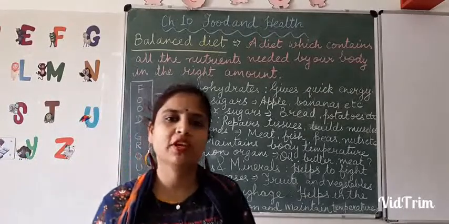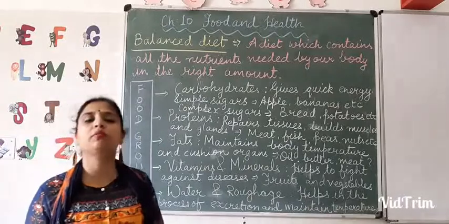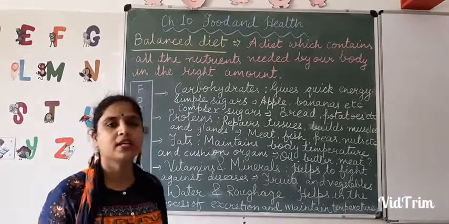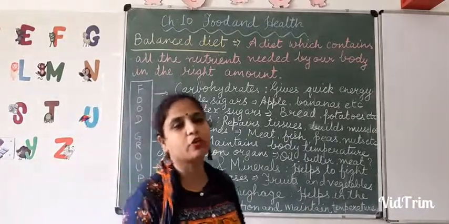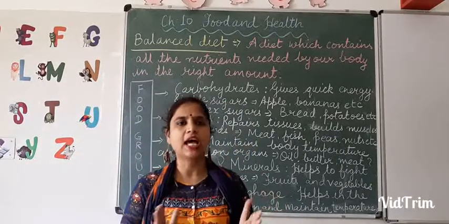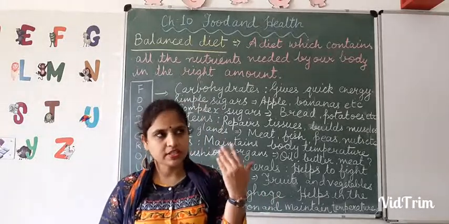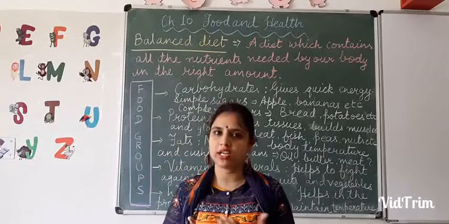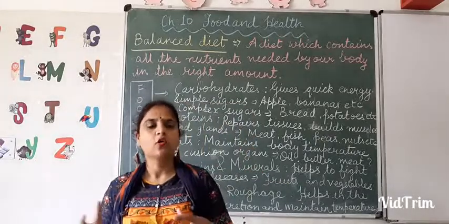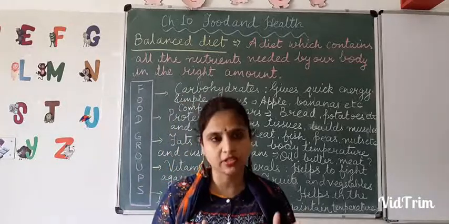Hello students, today we are going to start chapter 10 of class 5 EVS and the name of the chapter is Food and Health. In this chapter we are going to study about the relation between food and good health. Okay, so it is really very clear and you have studied in your previous classes also that food is required for good health. Proper food is required.